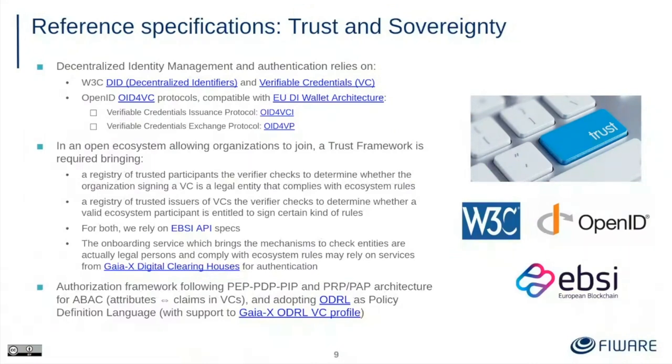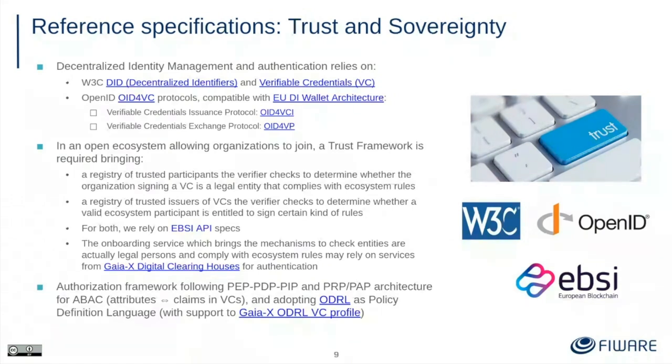And for that, we are relying on the EBSI APIs. EBSI is the European Blockchain Service Infrastructure. And EBSI itself, besides the services that they offer, defines a number of open APIs for various topics. One of them is in the field of verifiable credentials, where they were one of the first drivers in Europe. And one of those APIs is the Trusted Issuers Registry.